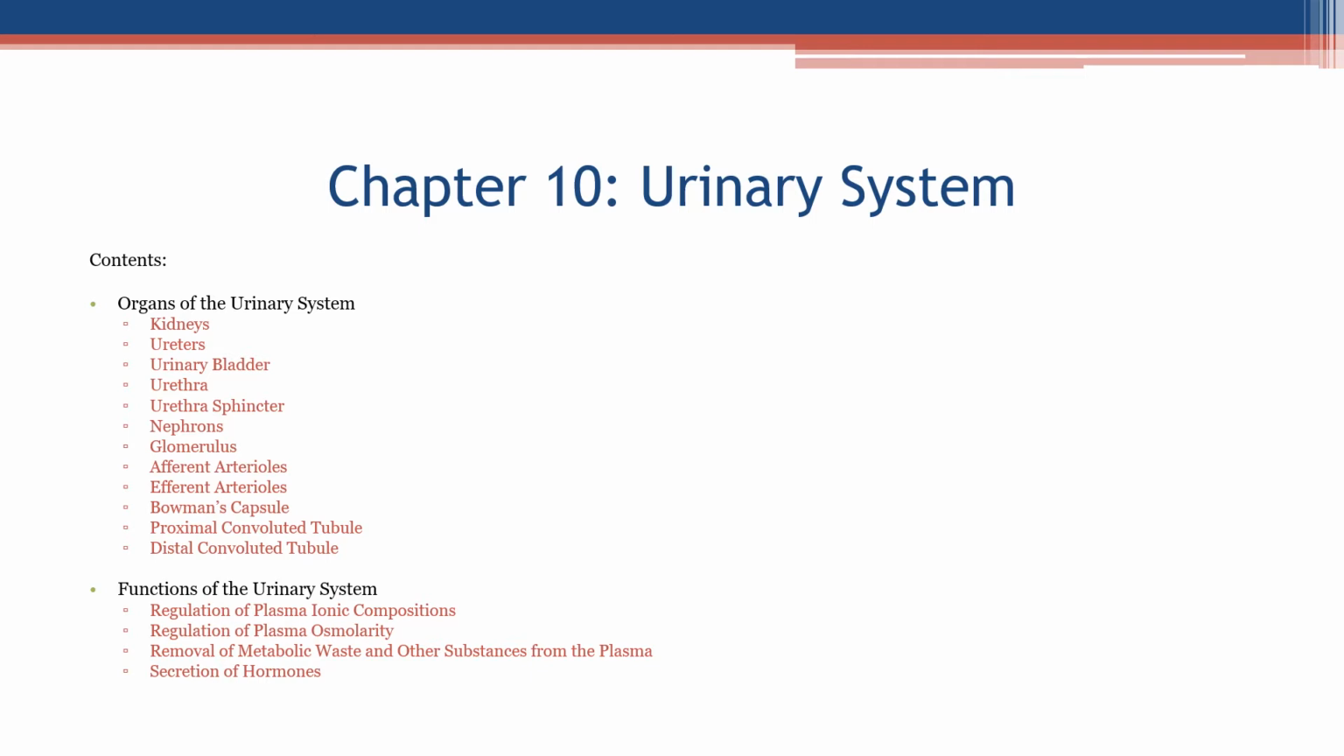Contents in this chapter are: organs of the urinary system, kidneys, ureters, urinary bladder, urethra, urethra sphincter, nephrons, glomerulus, afferent arterioles, Bowman's capsule, proximal convoluted tubule, distal convoluted tubule.